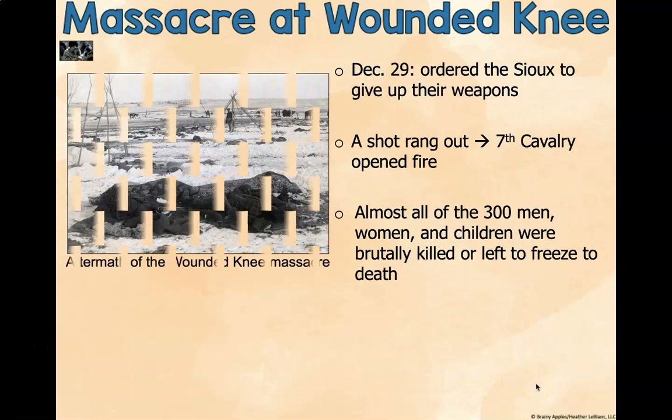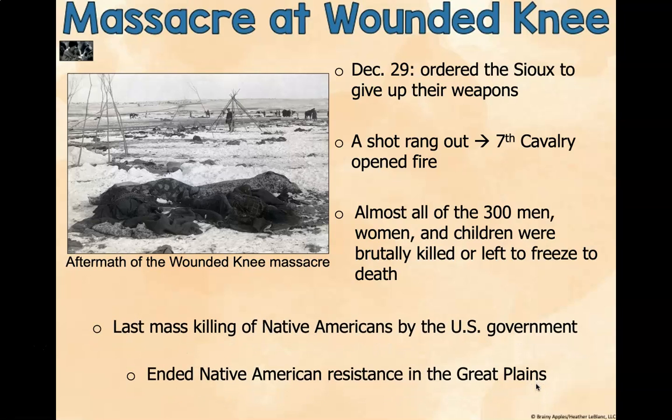And this is where we have the massacre at Wounded Knee. On December 29th, they ordered the Sioux to give up their weapons. And keep in mind, remember, the Sioux had already made a treaty with the United States government, but now they were turning their back on them. A shot rang out, and the 7th Cavalry opened fire.